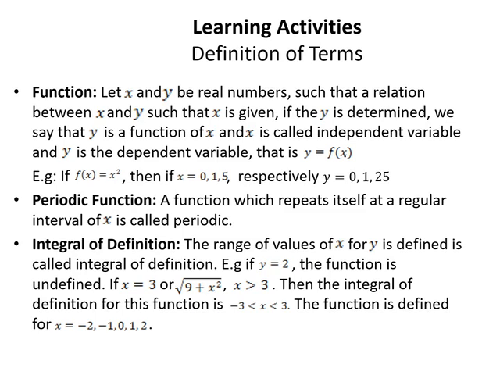So let's look at this example. If f of x equal to x squared, and x is given as 0, 1, 5 respectively, then y is 0, 1, 25, because by the time you input the values of x, 0, 1, 5, into the function f of x equal to x squared, you get y to be 0, 1, and 25. For x is 0, y is 0. For x is 1, y is 1, and for x is 5, y is 25.